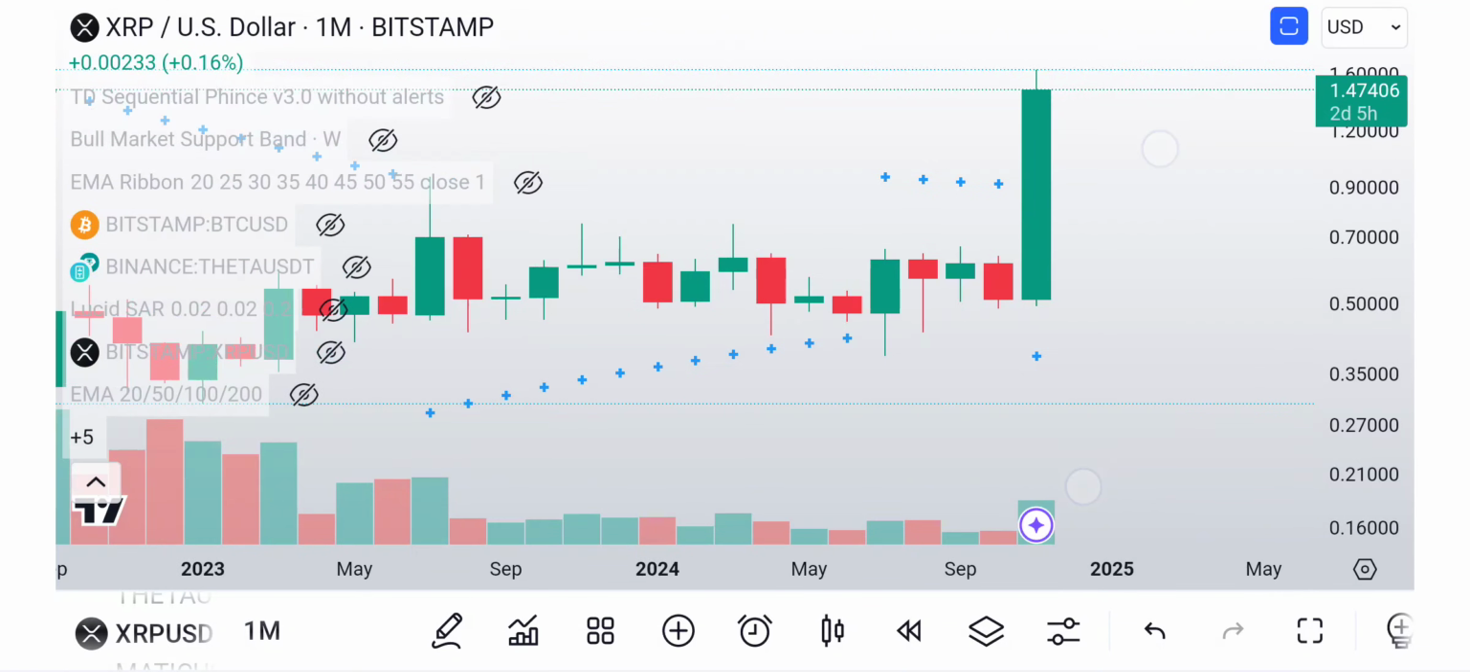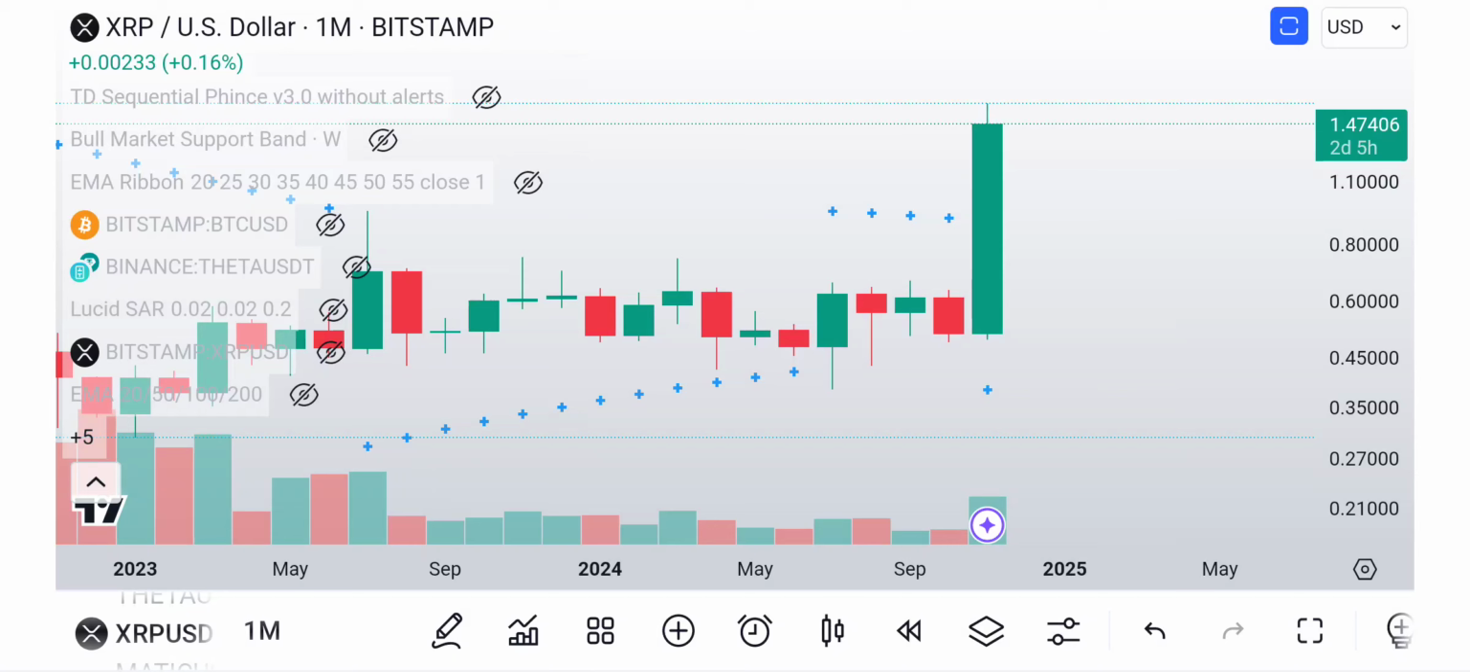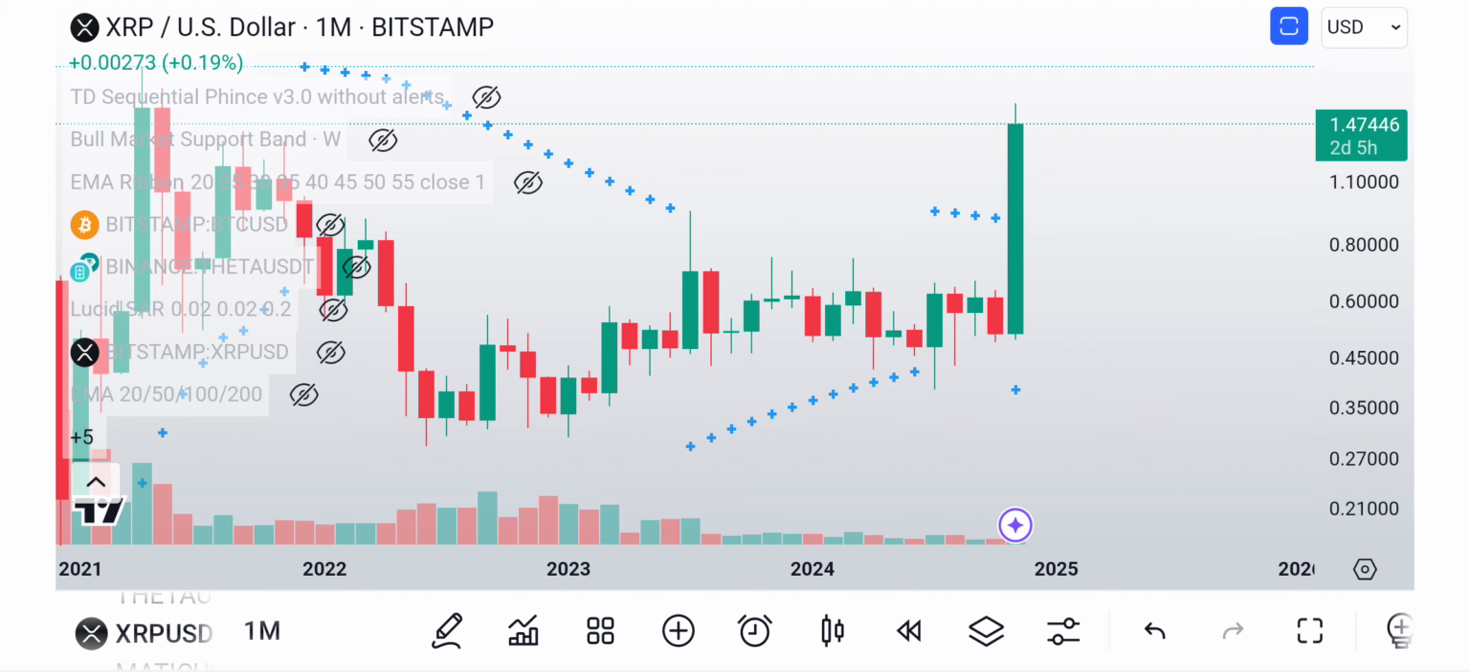Oh my Lord. We did it. We broke it. Look at that. We have our first Lucid SAR there. Man, I need to do this more often. That's a big deal on the monthly chart. So we finally flipped it, right? We finally flipped it.